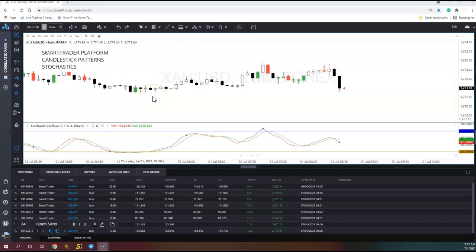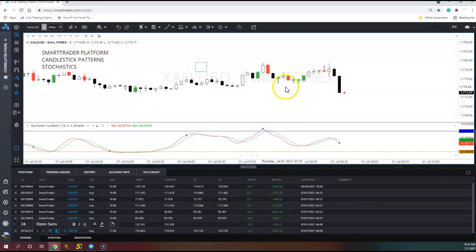Hey traders, it's Roberto. Today is Thursday, the 1st of July, and in this tutorial, I'm going to just go over a simple strategy, 5-minute chart, trading gold. And I use the Smart Trader platform because I like that it highlights reversal candlestick patterns. So let me just go over a few strategies.